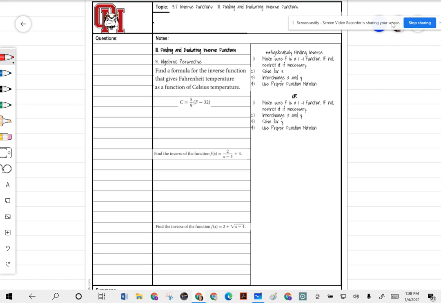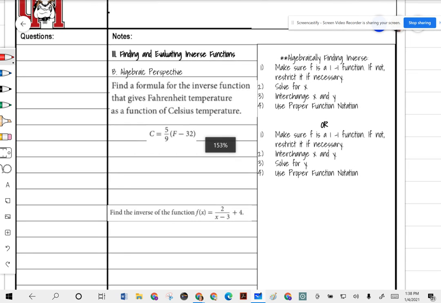Okay, so in this video, we're taking a look at finding and evaluating inverse functions from an algebraic perspective. On the first problem, it says to find a formula for the inverse function that gives Fahrenheit temperature as a function of Celsius temperature. So F as a function of Celsius means F equals, and then your answer is going to contain Celsius temperature.